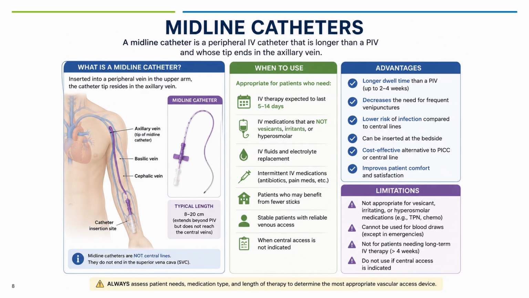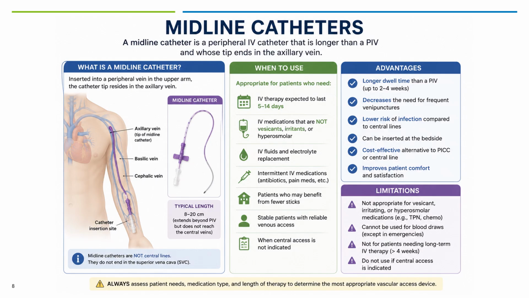Nursing considerations. Before administering anything through a midline, you want to ask yourself, is this medication safe for peripheral administration? Because a midline is still a peripheral catheter, it cannot safely infuse medications that are vesicants, highly irritating, hyperosmolar, extremely acidic, or alkaline. Examples would be TPN, most chemotherapy agents, many vasopressors, and some highly concentrated electrolyte solutions. Those medications do require a central line where the medication is going to be rapidly diluted by high blood flow.